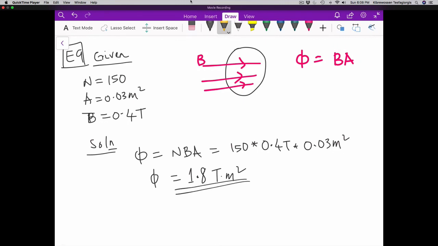Okay, then that's pretty much it. I hope we have covered everything in electromagnetism. You just simply keep it simple, and that's it.